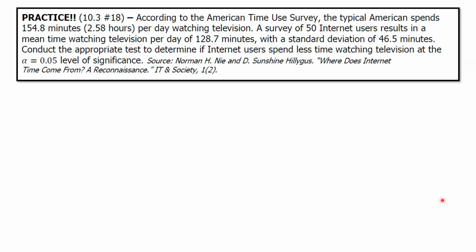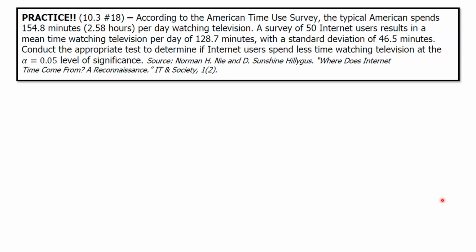All right, so let's walk through it. According to the American Time Use Survey, the typical American spends 154.8 minutes, roughly 2.58 hours per day watching television. A survey of 50 internet users results in a mean time watching television per day of 128.7 minutes with a standard deviation of 46.5 minutes.